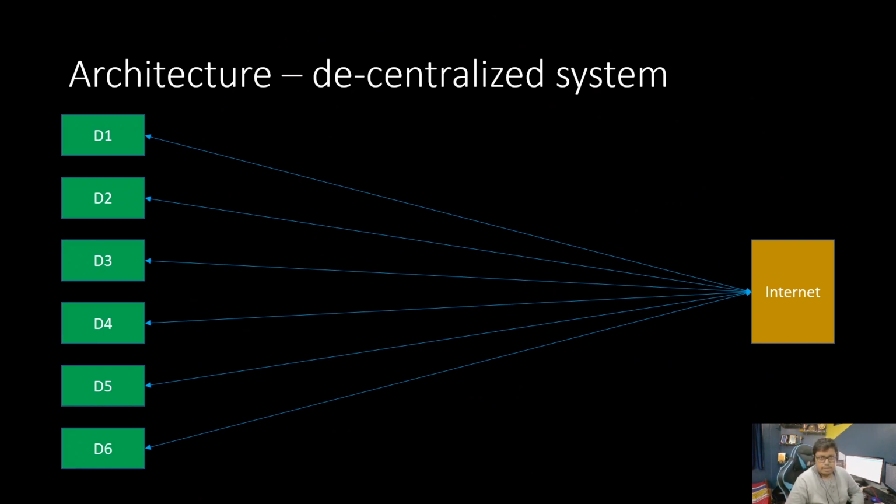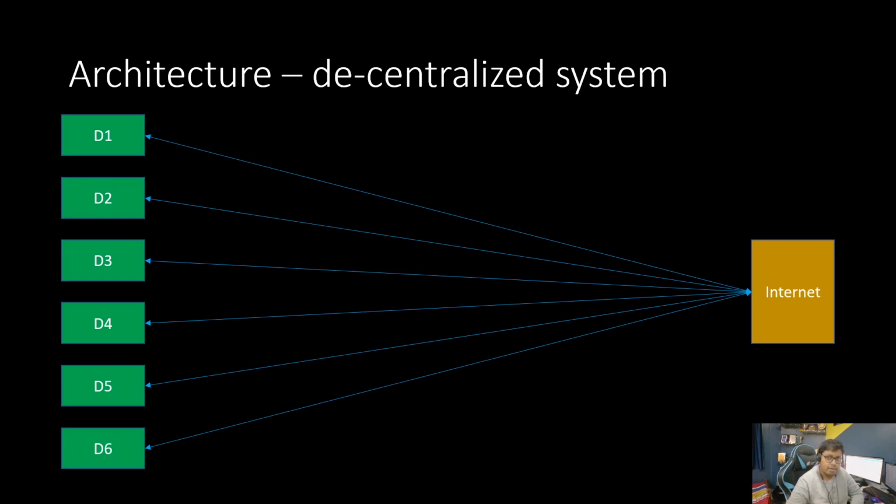So let's have a look at some of the architecture of IoT. Then the concept will be more clear. So there is a concept of IoT known as a decentralized system. In this system, you have lots of devices, D1 to D6, and those devices individually have the capability to connect to the internet. These are mainly cellular IoT devices, and these devices will use a cellular network to connect themselves to the internet.